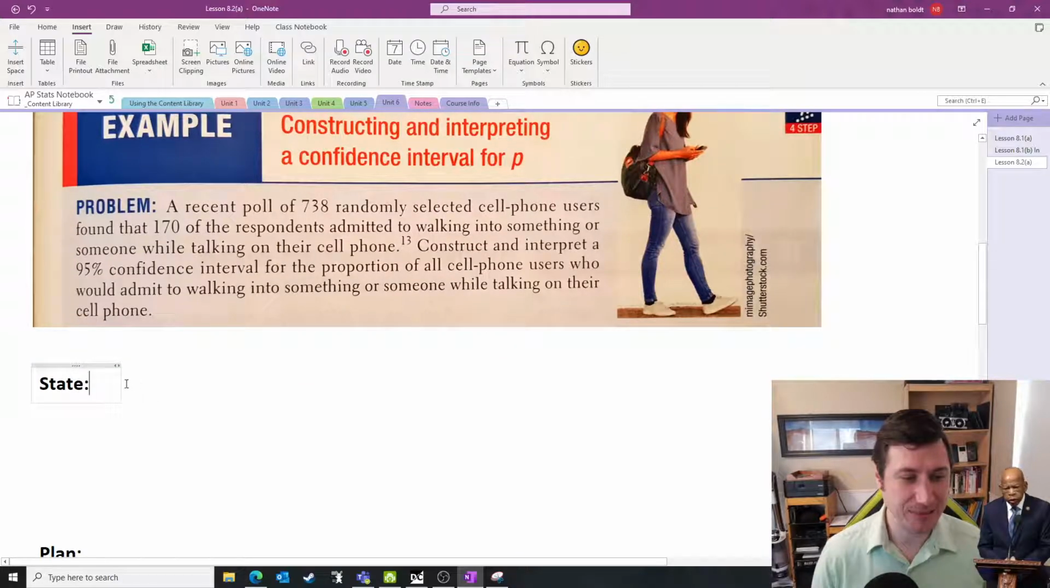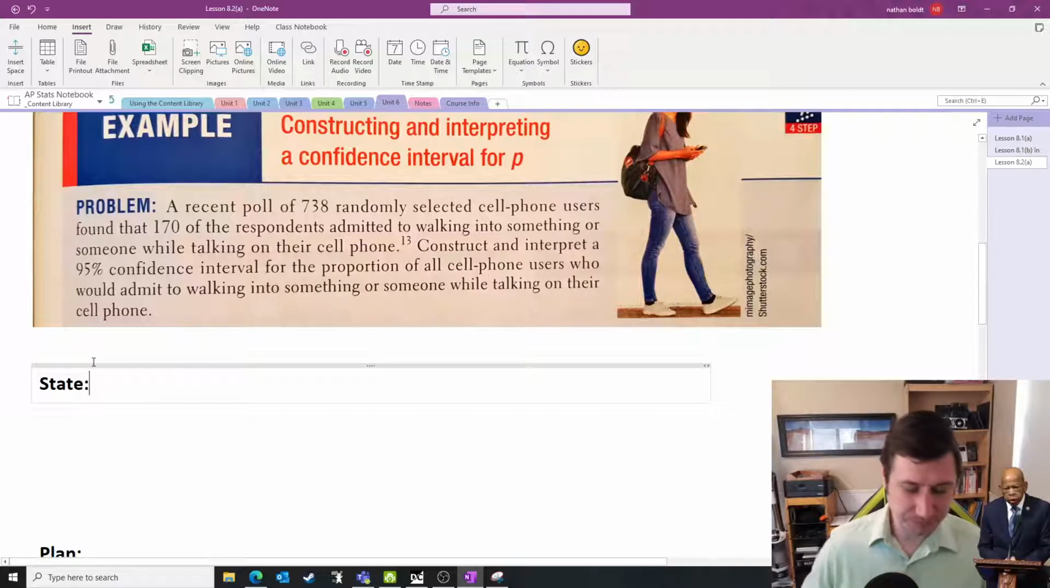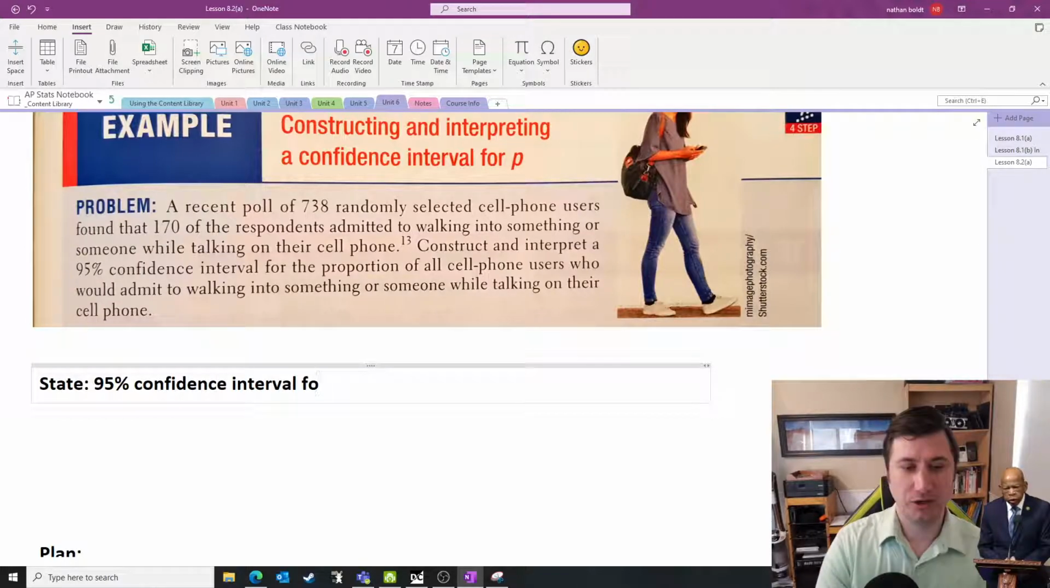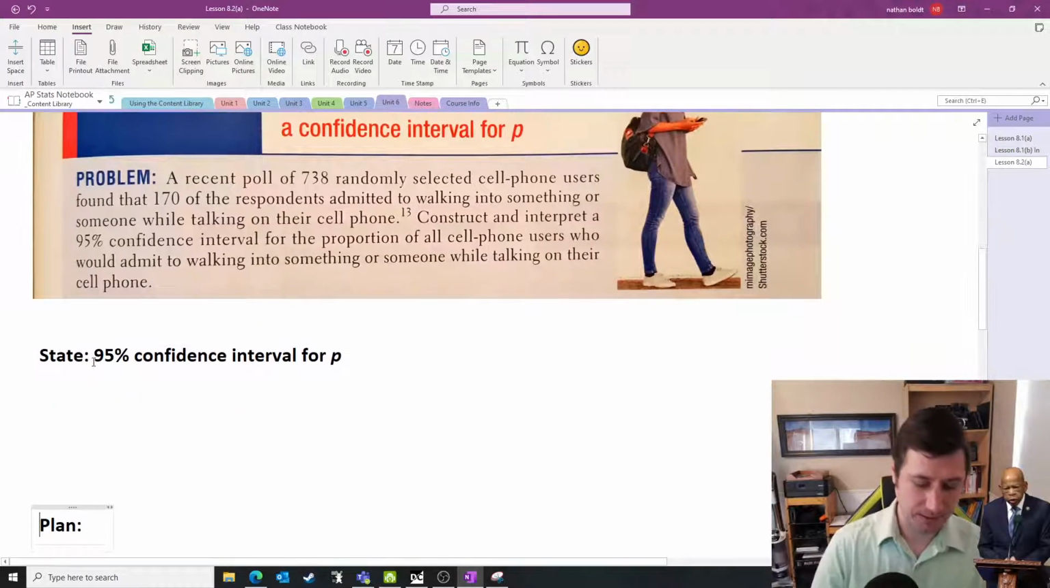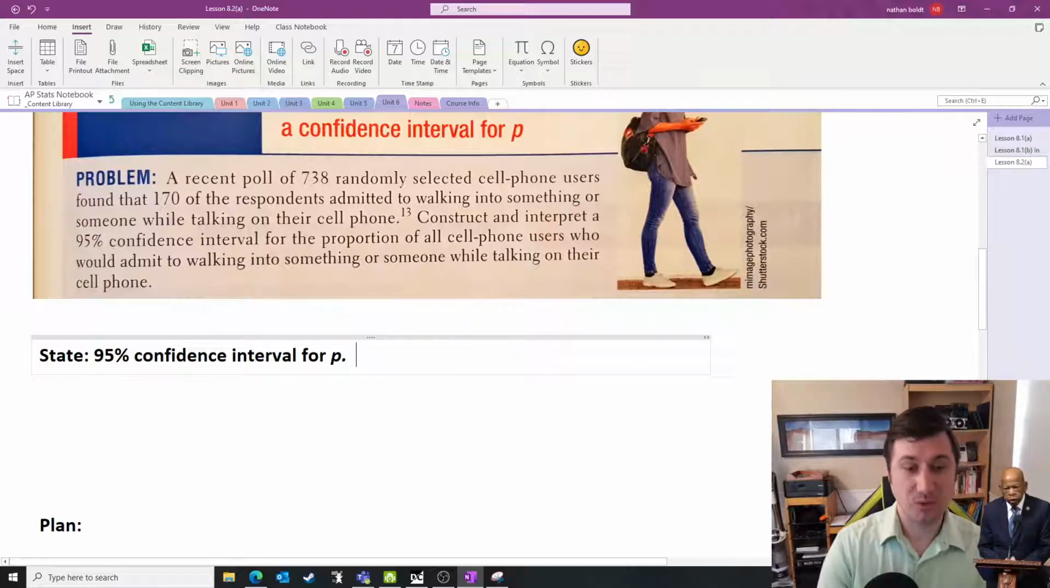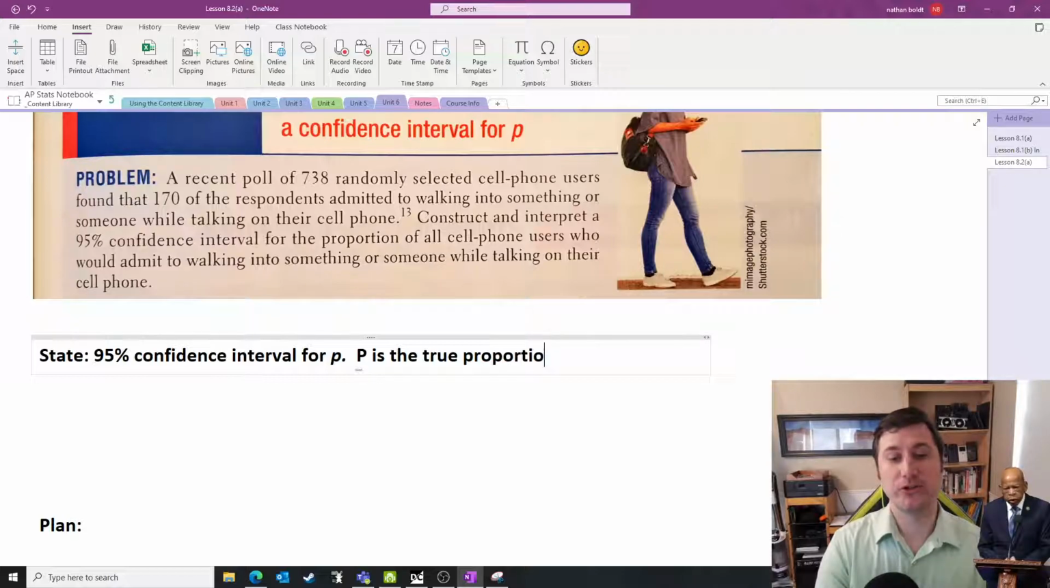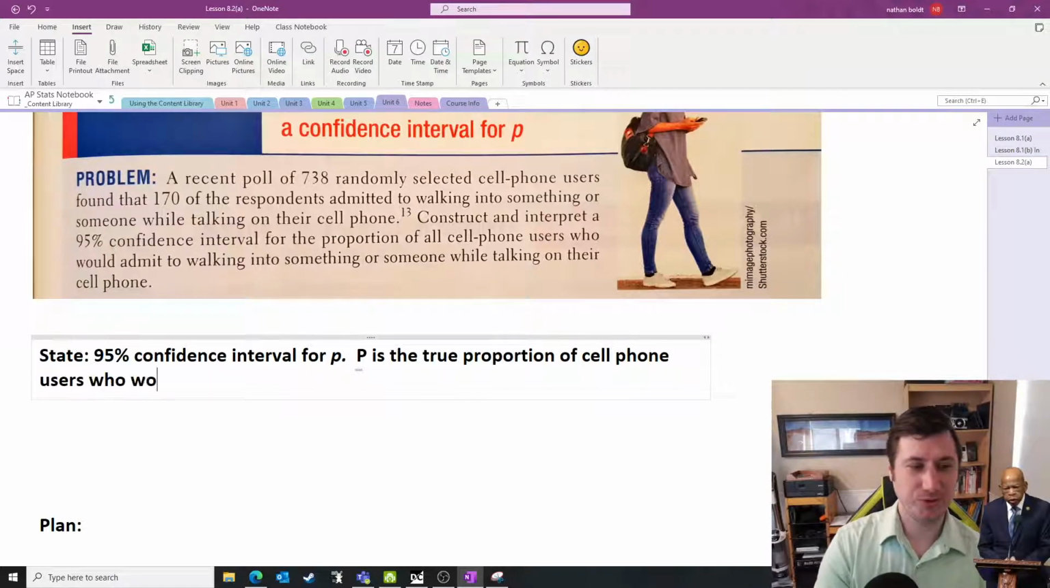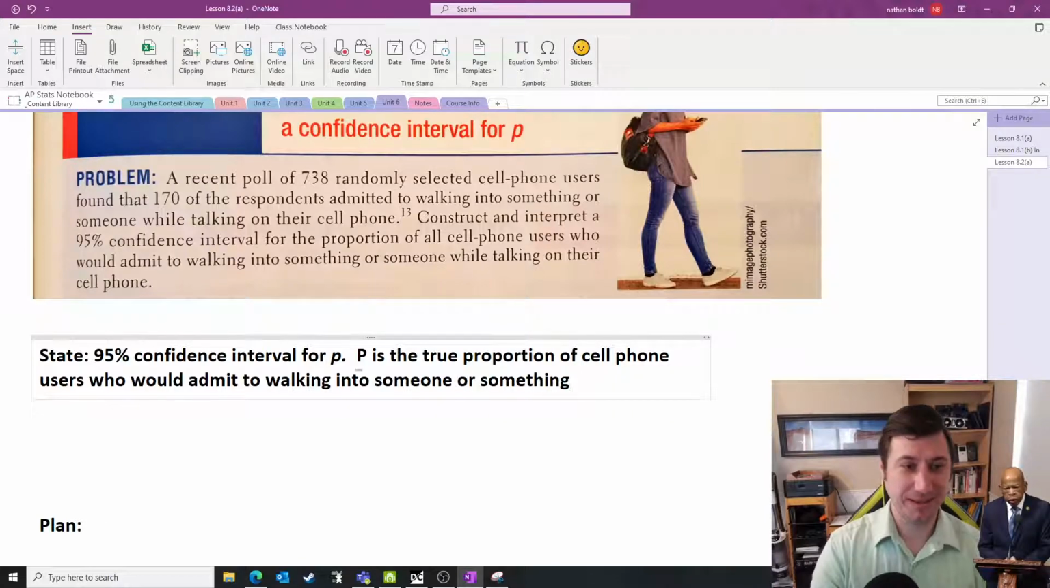All right, so first we have to state what it is that we are doing. So we are going to make a 95% confidence interval for p. Now, you do need to then say what p is. p is the true proportion of cell phone users who would admit to walking into someone or something while talking on their cell phone.